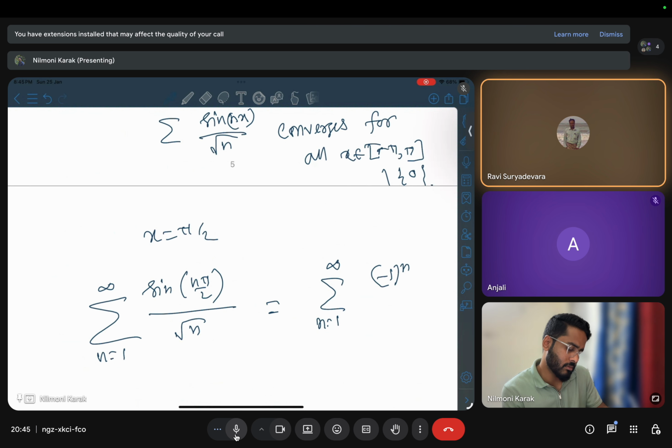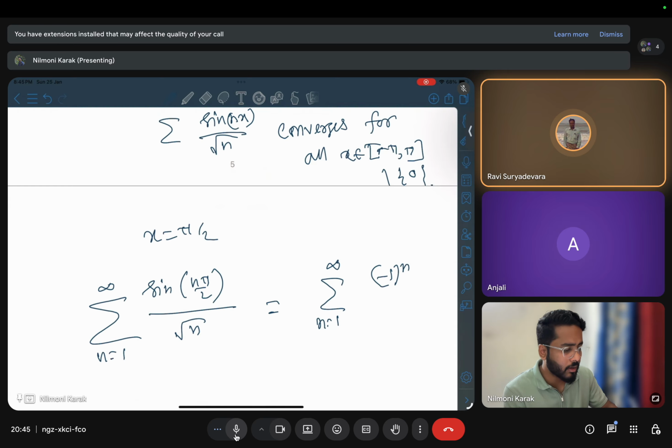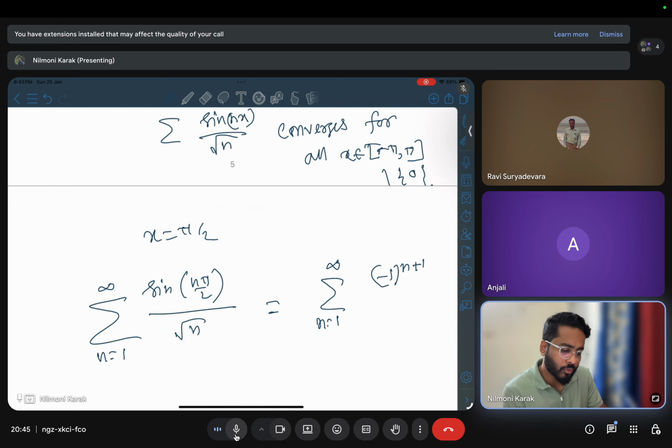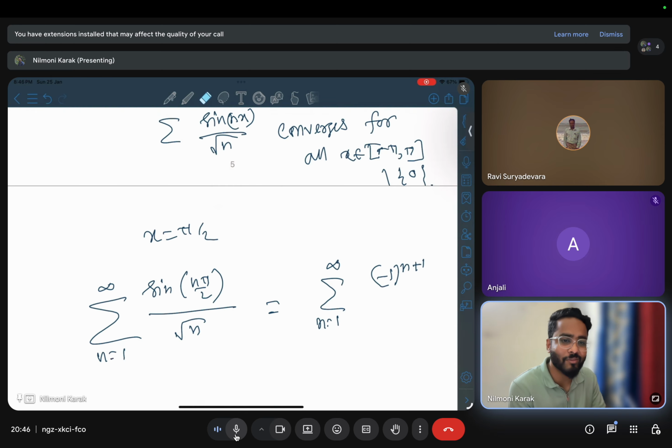No, not n always plus 1. Yeah, sin pi by 2 is 1. Sin 3 pi by 2 is minus 1. No, that is not always minus 1 to the power n plus 1, because if you put n equals to 4, then this will be sin 2 pi. Okay, so that is 0.